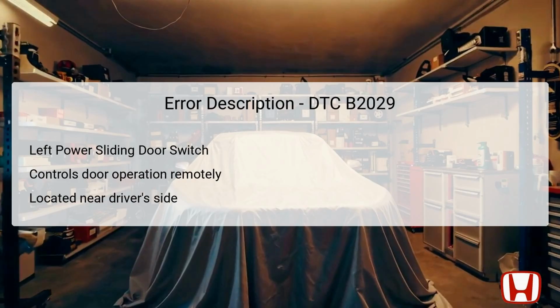The left power sliding door remote control switch is typically found on the driver's side door panel, making it easily accessible for the driver. When this system encounters issues, it can disrupt the functionality of the sliding door, making it difficult to open or close using the remote control. Recognizing the fundamental roles of these components is critical in diagnosing the problem effectively.